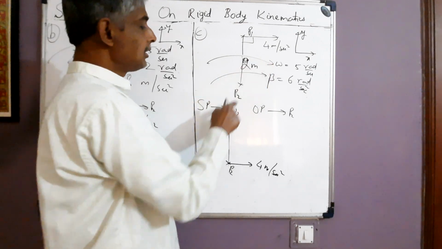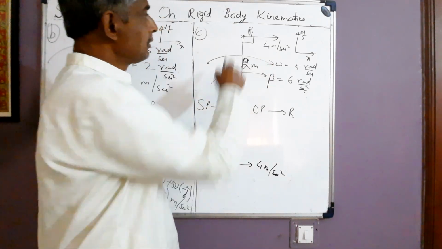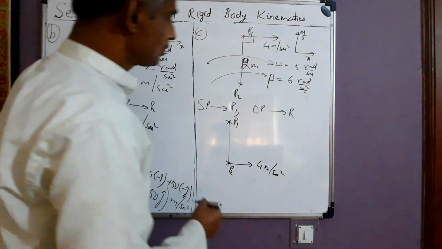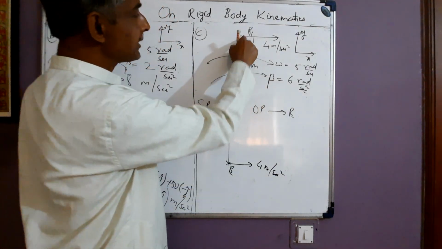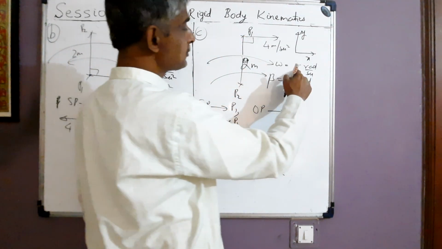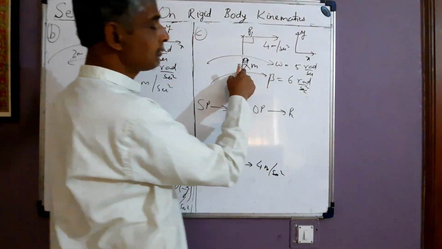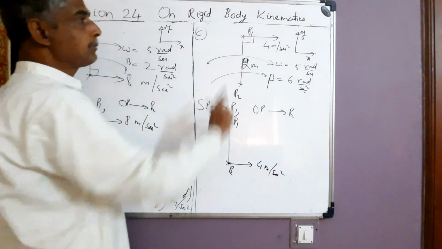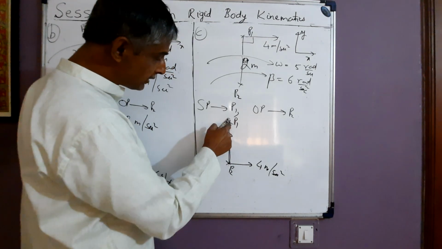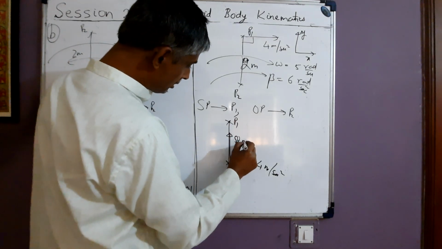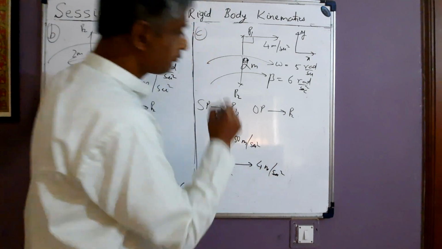Omega is clockwise. So P2 moves in a clockwise circle with P1 as center and radius 2 meter. So 2 accelerations have to be given to P2. Omega square r to P2 towards the selected point P1. Omega square becomes what? 25 into r becomes what? 2, 50. Omega square r to P2 towards selected point P1 is 50 meter per second square in the upward direction.